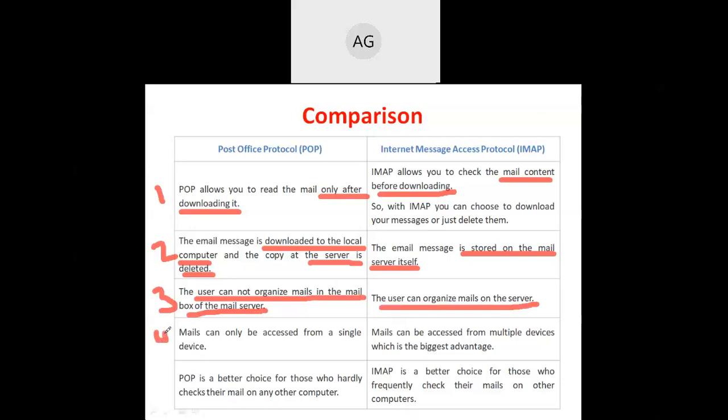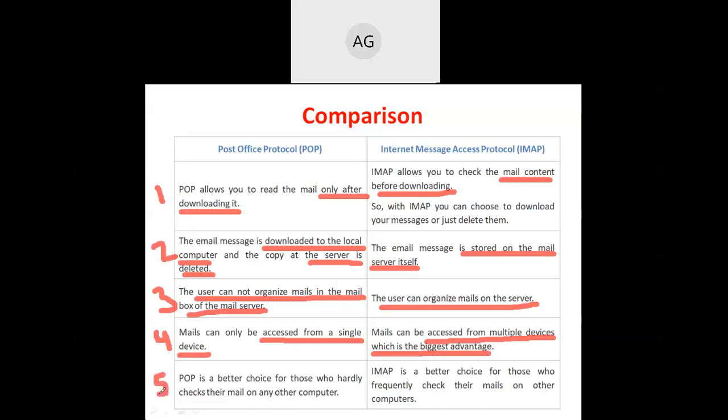The fourth difference is in the case of POP protocol, mails can only be accessed from a single device. You can use the desktop or the laptop. So even the single device can access your mails. Whereas in the case of IMAP, mails can be accessed from multiple devices, which is the biggest advantage of using the IMAP protocol, because your mail can be accessed from multiple devices.